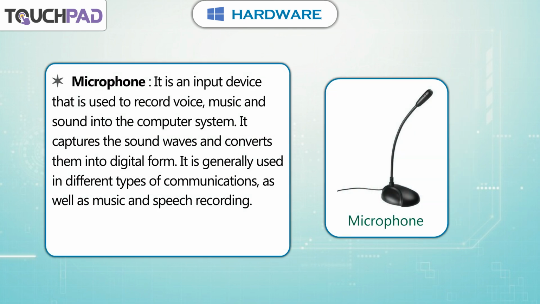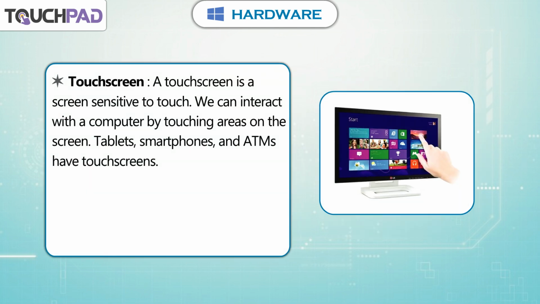Microphone. It is an input device that is used to record voice, music, and sound into the computer system. It captures the sound waves and converts them into digital form. It is generally used in different types of communications as well as music and speech recording. Touch screen. A touch screen is a screen sensitive to touch. We can interact with the computer by touching areas on the screen. Tablets, smartphones, and ATMs have touch screens.